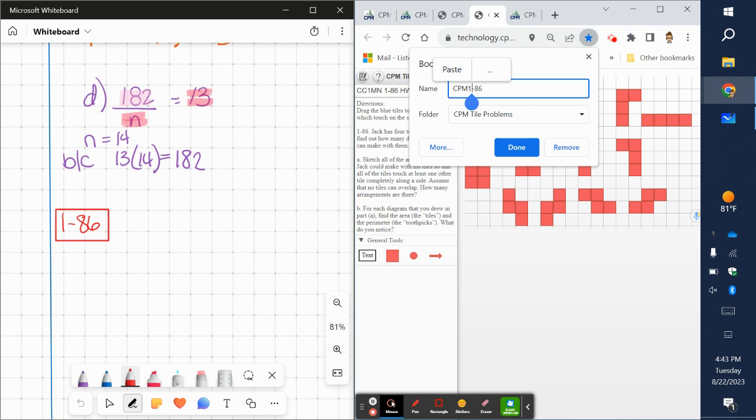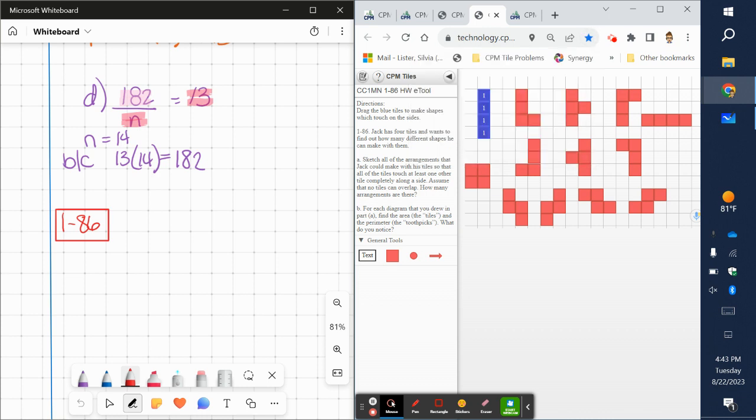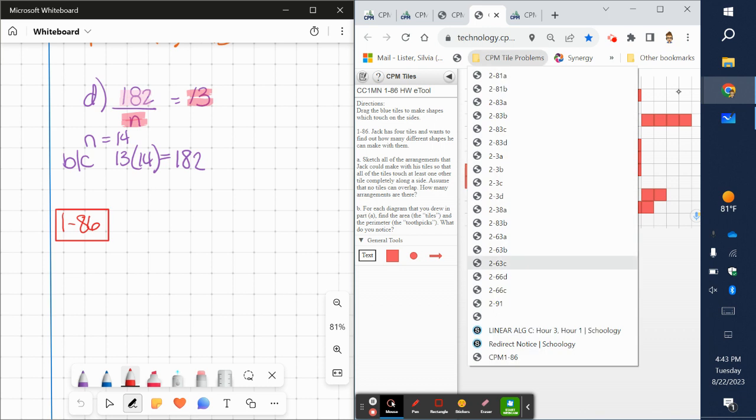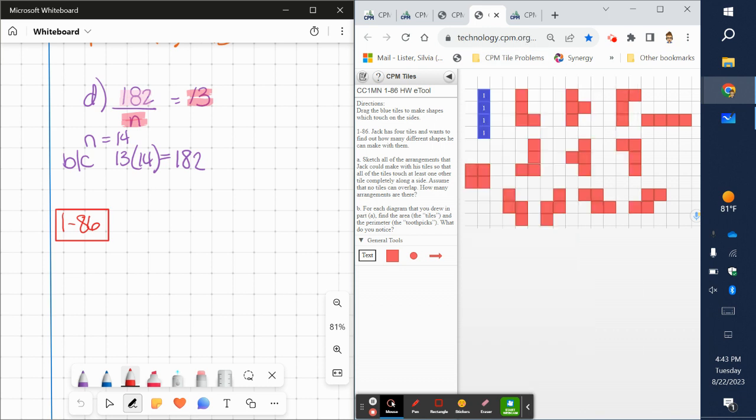That's just a couple different things that you can do with these problems, and you can save them. So I can just click done. And then if I come over here, CPM tiles, I should see 186. And there is my problem all created for me. So I don't have to remember what I did. I can just pull it back up for my teacher.